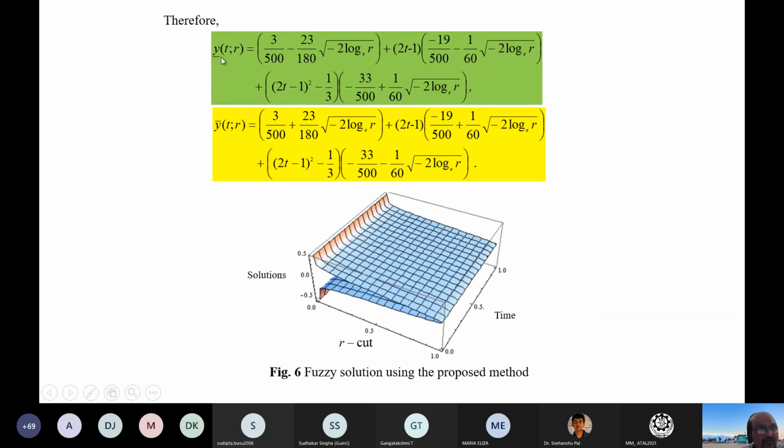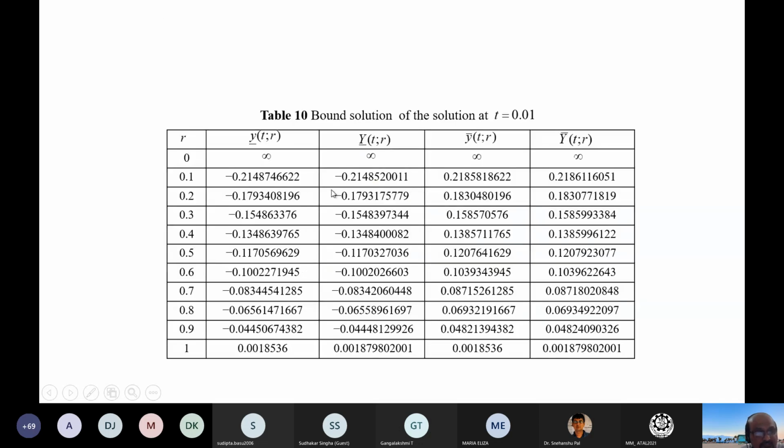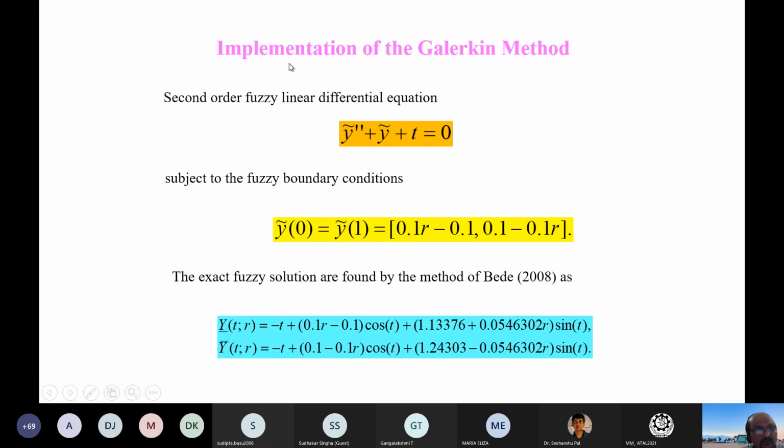So y lower of t, r is this and y upper of t, r is this, and at the bottom I have given the fuzzy solution using the proposed method. See, the solution is also coming as a TFN. This is a 3-dimensional plot. If you see, this is a triangular shape. These are numerical values of those solutions, y lower and y upper, for r equal to 0 to 1. So I am getting different solutions for t equal to 0.01.